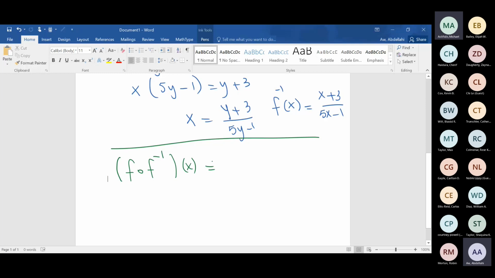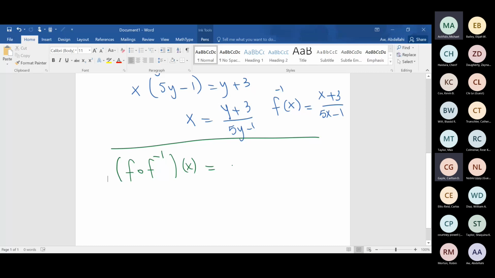Common sense. What's going to happen? They're going to cancel out. That is natural because they are inverses of each other. When you put them together, what one does, the other one will undo. And vice versa. So what's going to be the answer here? If they cancel out, who's going to be left?